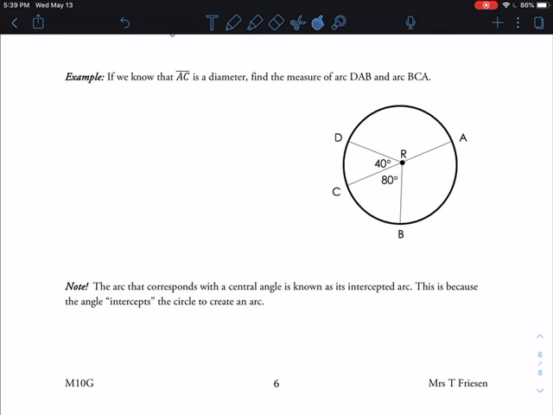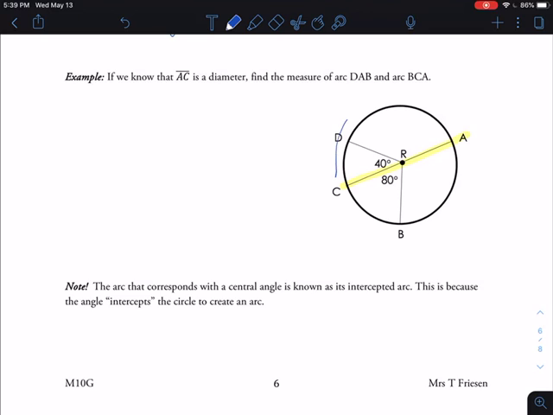Okay, last but not least, we know that AC, so that's this line here, is a diameter. So that means it cuts the circle exactly in half. Then we want to find the measure of the arc DAB and the arc BCA. So if we have this diameter AC, then we know that this is a semicircle and this is a semicircle, right? I know I'm drawing that really exaggerated, but you get the idea.